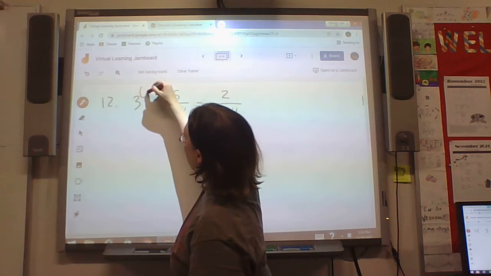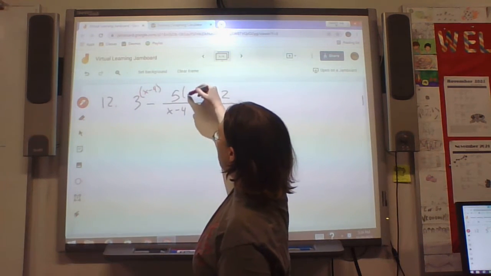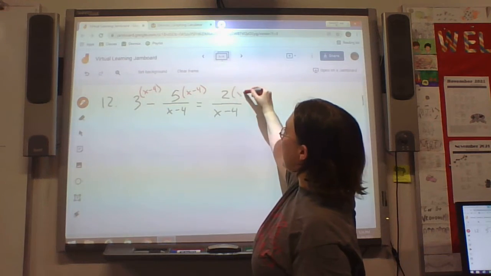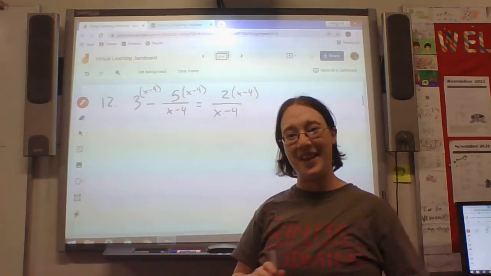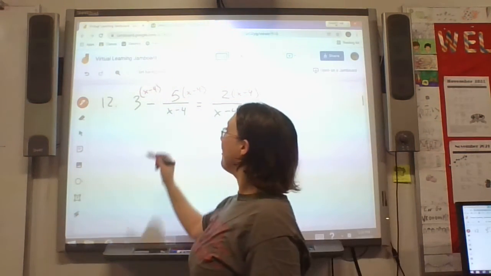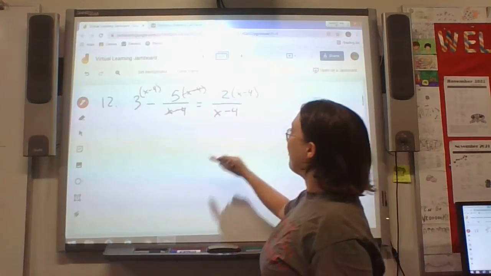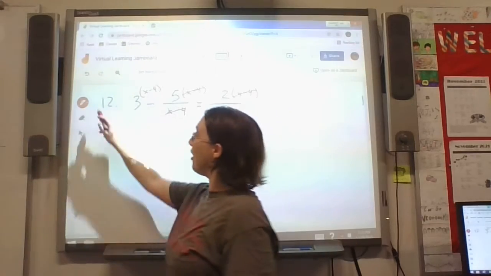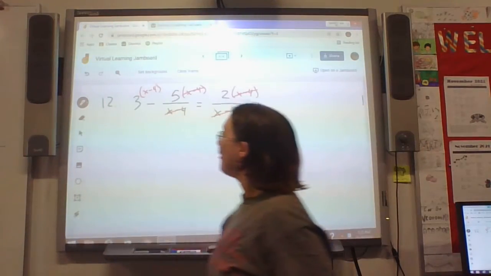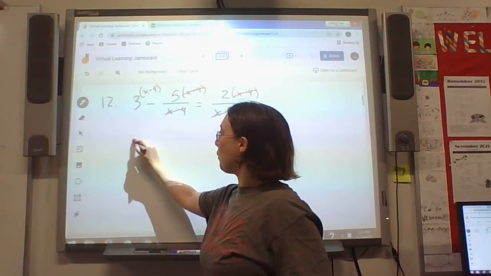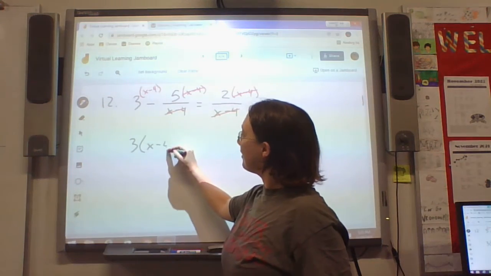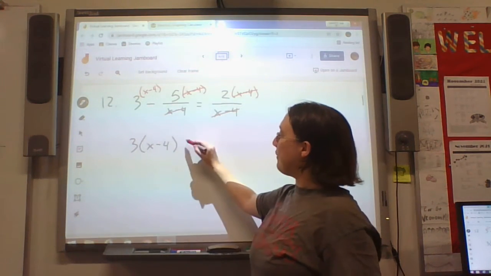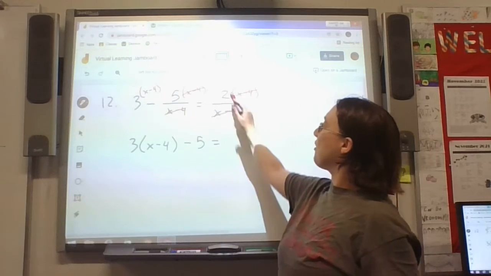So we're going to take this times x minus 4. And we're going to take this times x minus 4. And we're going to take this times an x minus 4, but the nice thing is most of those are about to cancel. So these x minus 4s will cancel. These x minus 4s will cancel, and now all of our fractions are gone, which was the point there. So now I got that 3 times an x minus 4 minus that 5 equals that 2.